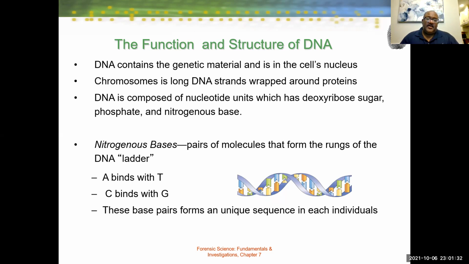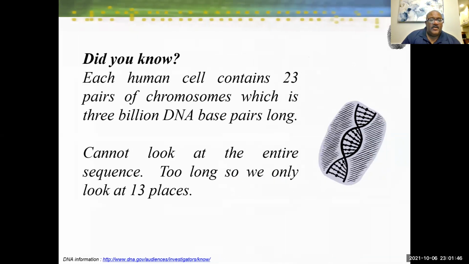We beat that horse to death when we were going over DNA last year, or whenever you took my class, but hopefully you guys still remember that. Something not to forget: each human cell contains 23 pairs of chromosomes for a total of 46, which is 3 billion DNA base pairs long. So you can't look at all those.